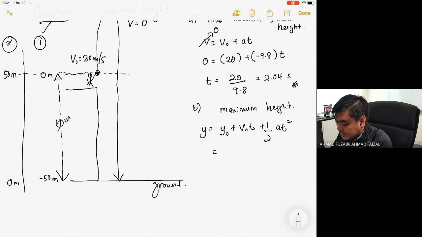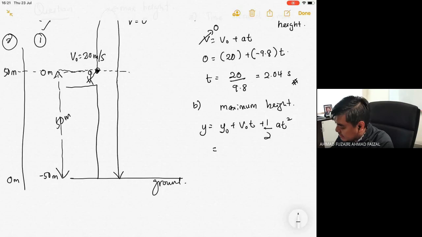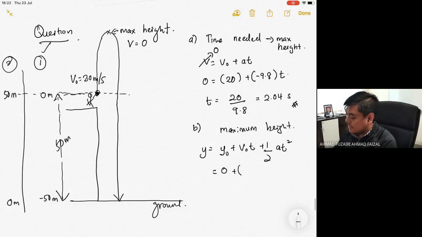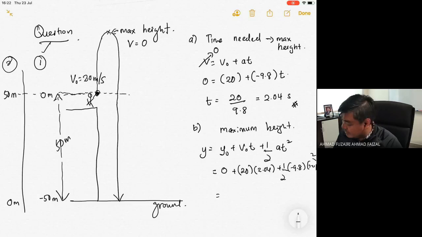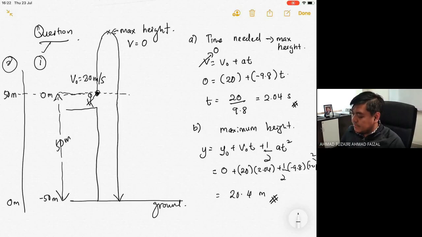So y naught is 0 plus, what is v naught? v naught is 20. What is the time at the maximum height? It will be 2.04, taken from the answer in part A, and half, negative g, times 2.04 squared. So the answer should be equivalent to 20.4 meters. Okay, the answer is 20.4 meters.